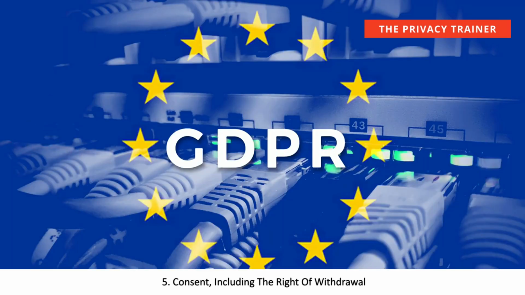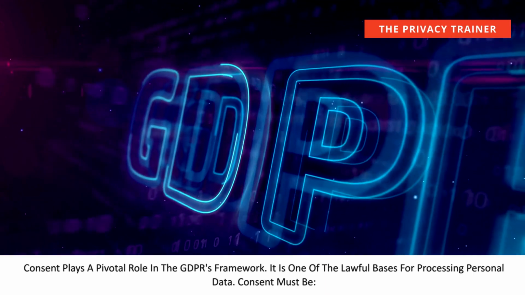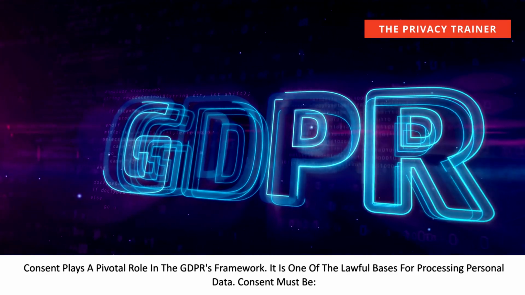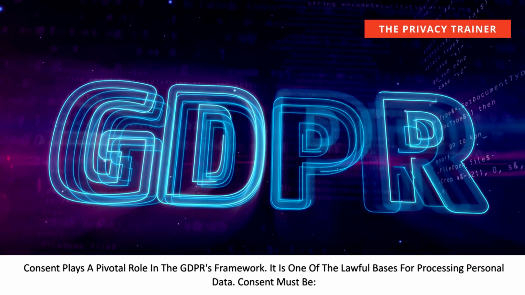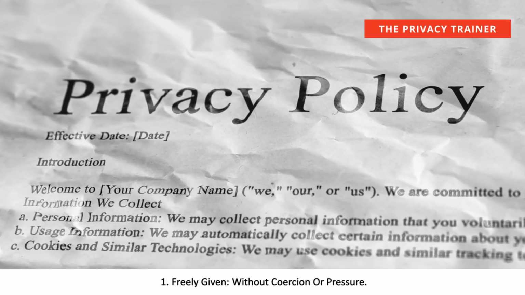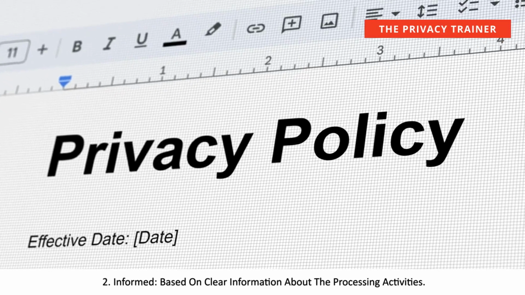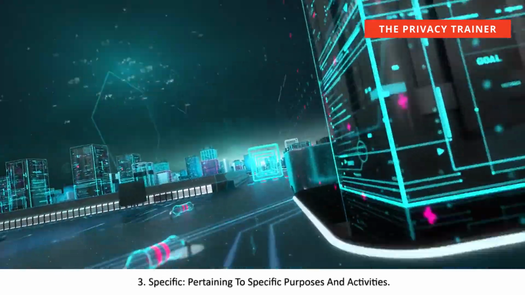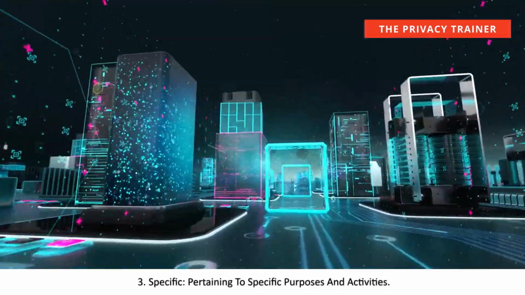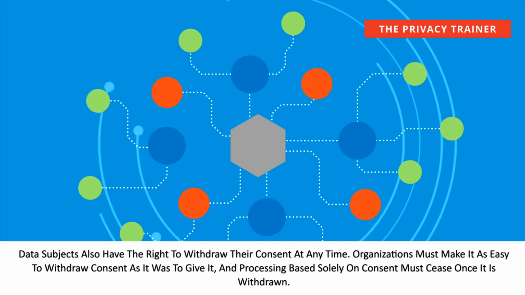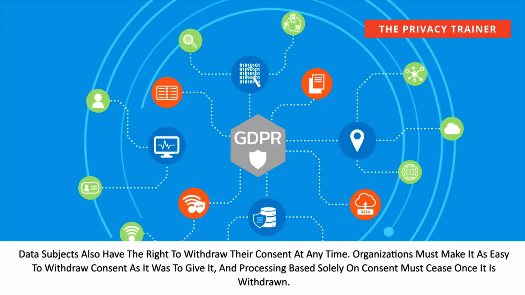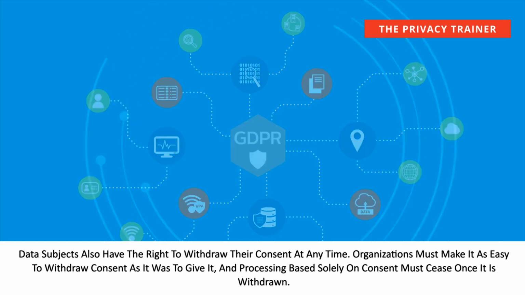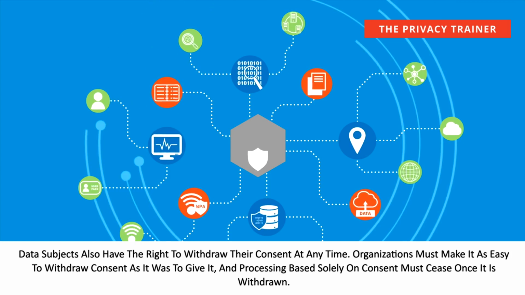5. Consent, including the right of withdrawal. Consent plays a pivotal role in the GDPR's framework. It is one of the lawful bases for processing personal data. Consent must be: 1. Freely given, without coercion or pressure. 2. Informed, based on clear information about the processing activities. 3. Specific, pertaining to specific purposes and activities. Data subjects also have the right to withdraw their consent at any time. Organizations must make it as easy to withdraw consent as it was to give it, and processing based solely on consent must cease once it is withdrawn.